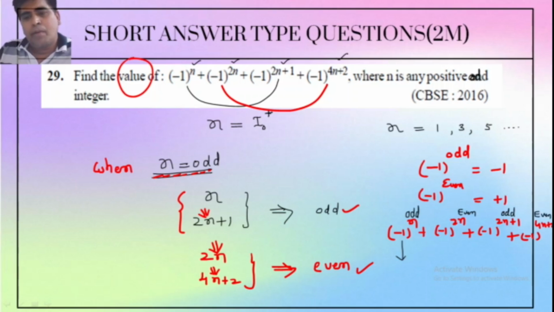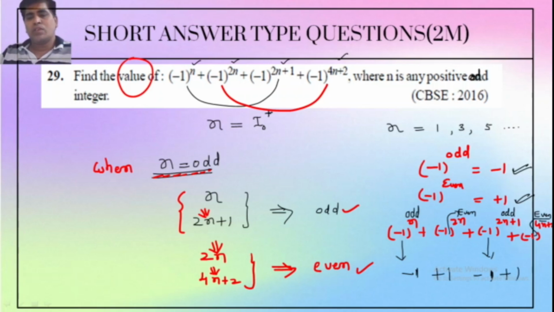So minus 1 power odd, this value is how much? Minus 1 power odd, that is minus 1. This is minus 1. This is also minus 1. Next, minus 1 power even number. This value is how much? Positive 1. So I am writing positive. So here also an even number, minus 1 power even number. This is also positive. So what did I get ultimately? Minus 1 plus 1 minus 1 plus 1. Minus 1 plus 1 cancels, minus 1 plus 1 cancels. What you are getting ultimately, the answer is 0.